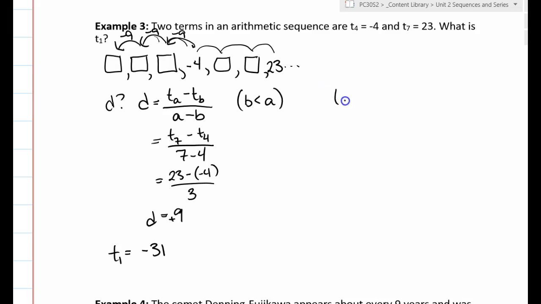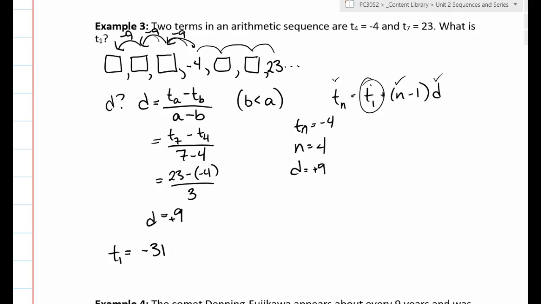Alternately, if you really love just using equations, they make sense to you, you are totally welcome to do that here. Because we know term 4 is negative 4. So we know term n is negative 4, where n is 4. We also know our common difference is positive 9. So literally that means we know this variable. We know this variable. We know this variable. So we're only left with one that we need to solve for.